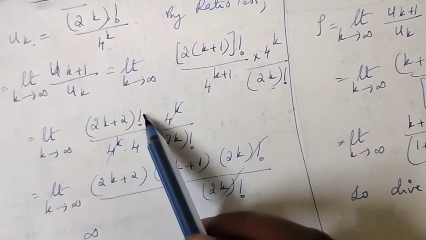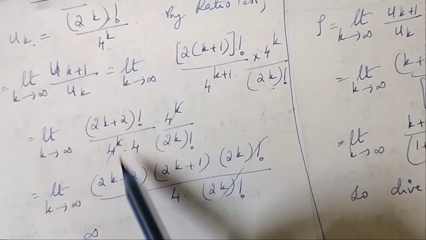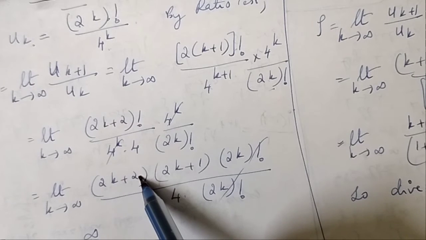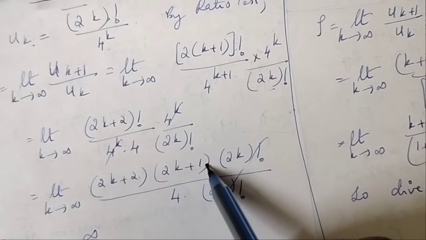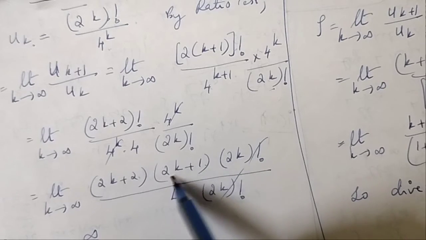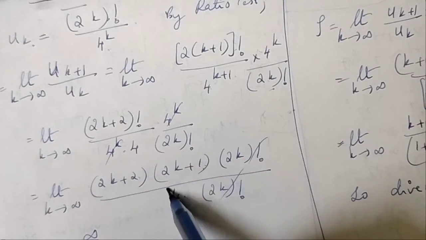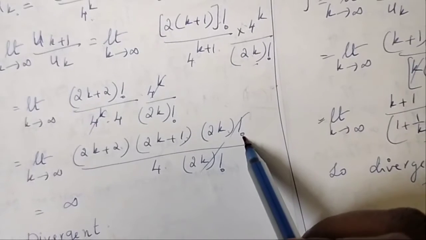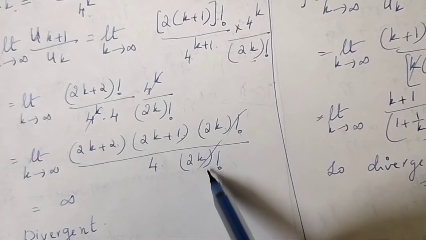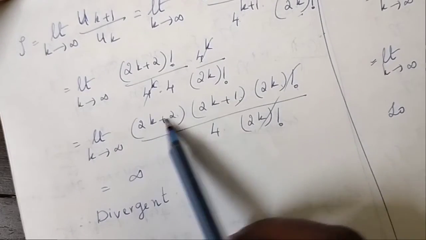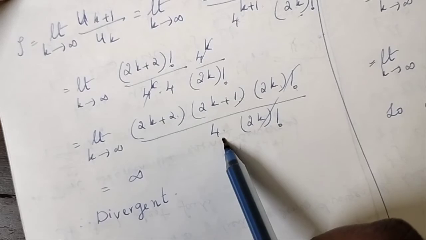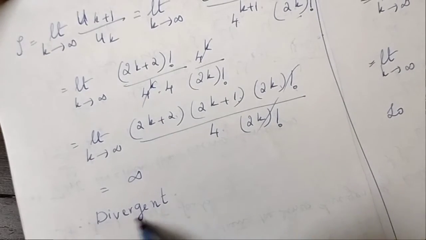So in (2k+2)!, we can take 2k plus 2 outside, so the factorial reduces to (2k+1)!. Again in factorial notation, 2k plus 1 we can take out. So 2k plus 1, and it becomes (2k)!, because the denominator has (2k)!. So now we can cancel this (2k)!, and applying infinity, k is in the numerator and not in the denominator, so it is infinity. So the series is divergent.